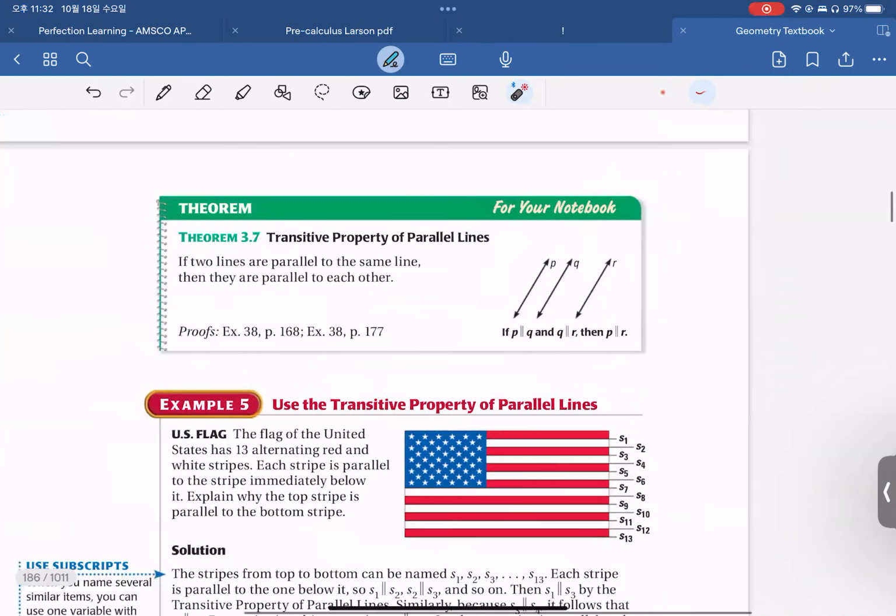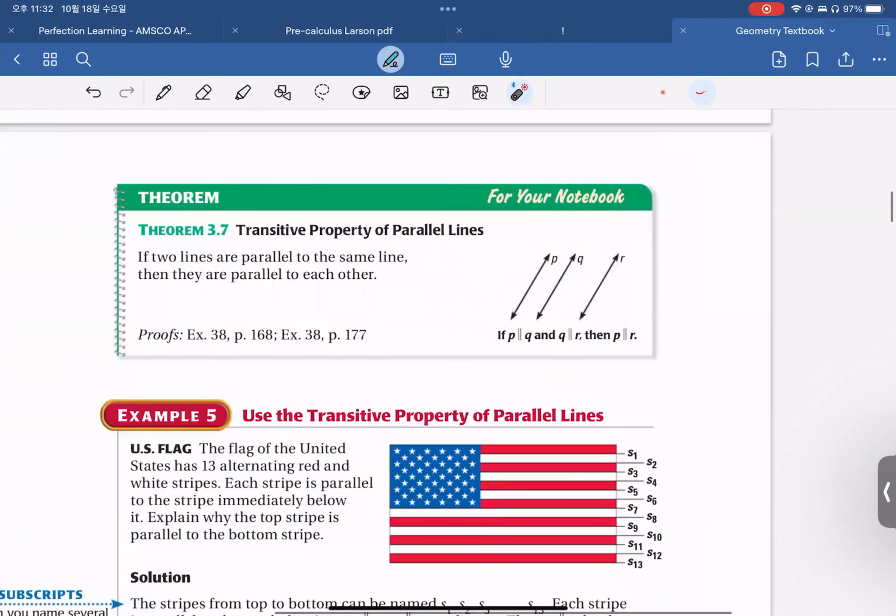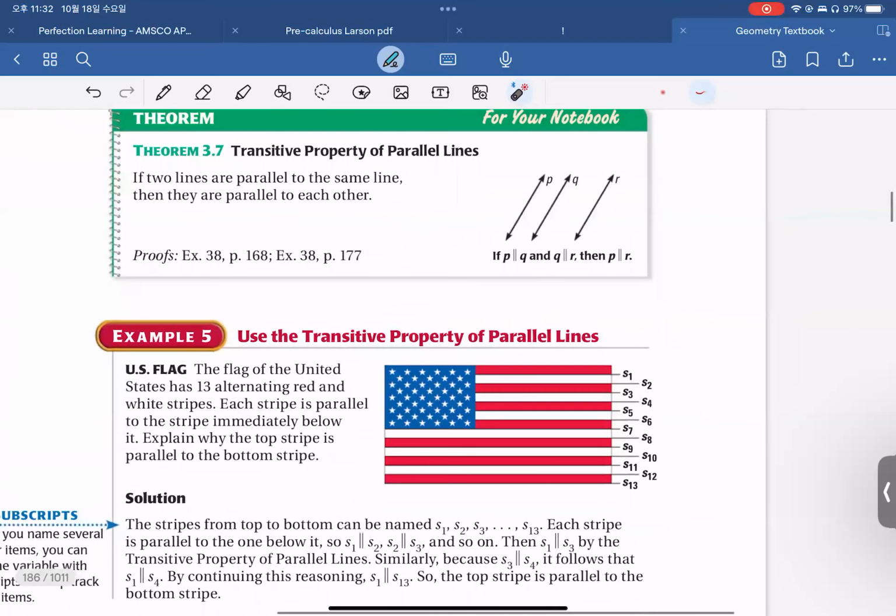And let's look at the transitive property of parallel lines. Basically, the transitive property is like a link: A is equal to B, and C is equal to D, and let's say that B is equal to C. Then you can make a link, and so on and so forth. The transitive property of parallel lines says that if two lines are parallel to the same line, then they're parallel to each other. We can see this here.